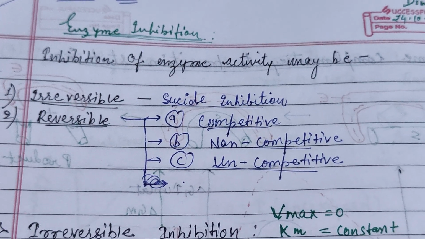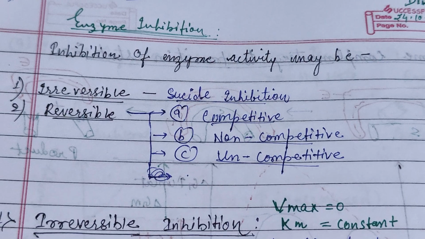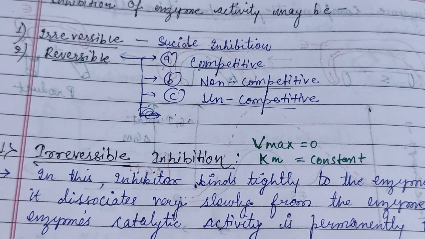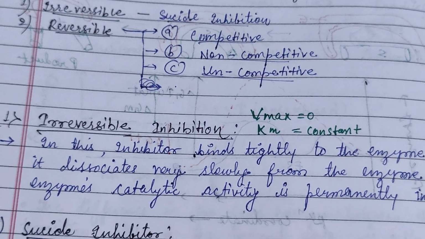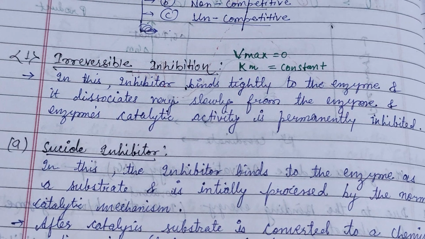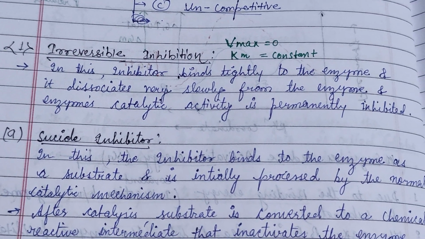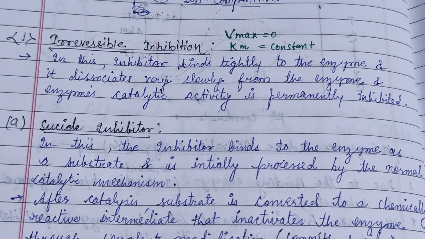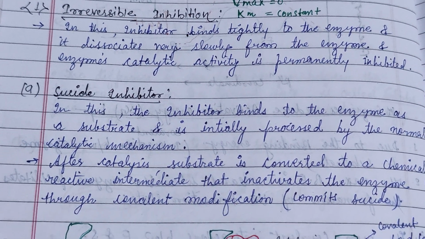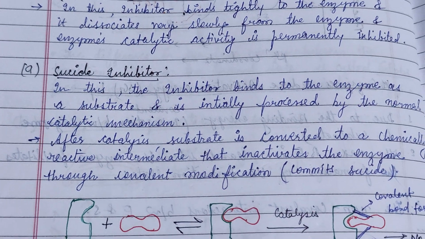Today I'm going to share some notes regarding the topic enzyme inhibition. Inhibition of enzyme may be irreversible or reversible. Irreversible includes the competitive, non-competitive and the uncompetitive. In irreversible inhibition, the Vmax is equal to 0 and the Michaelis-Menten constant is equal to constant. Inhibitors bind tightly to the enzyme and dissociate very slowly from the enzymes.